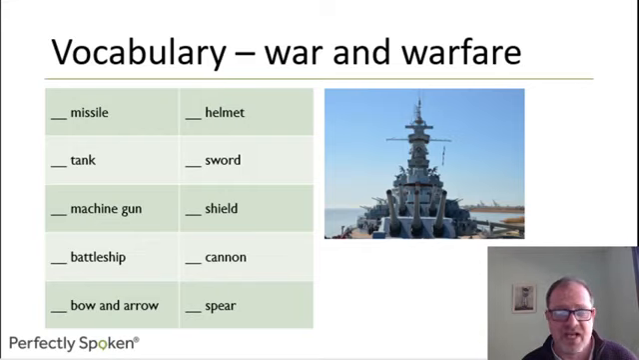We've got missile, tank, machine gun, battleship, bow and arrow, helmet, sword, shield, cannon, and spear. So which of these is being depicted in the picture? And this, of course, is a battleship. Battleship. Very famous in history, of course. We have the Bismarck, for example, the German battleship that was sunk in the Second World War, I believe.